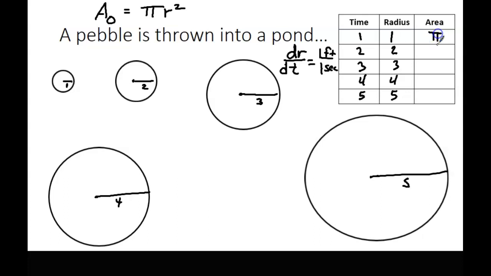It would be pi. Because if you plug in 1, 1 squared is 1, and 1 times pi is pi. What's the next area going to be? 4 pi. What's the next area going to be? 9 pi.